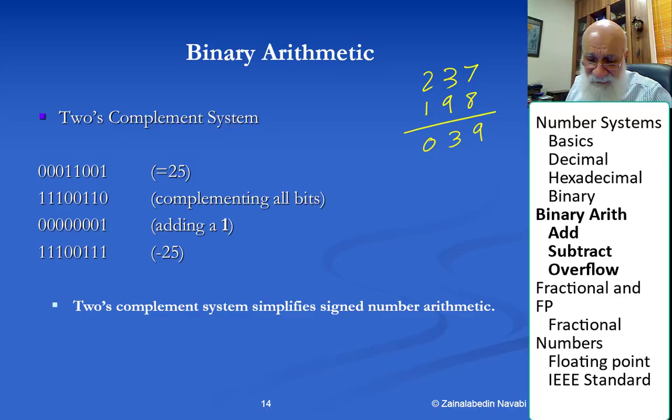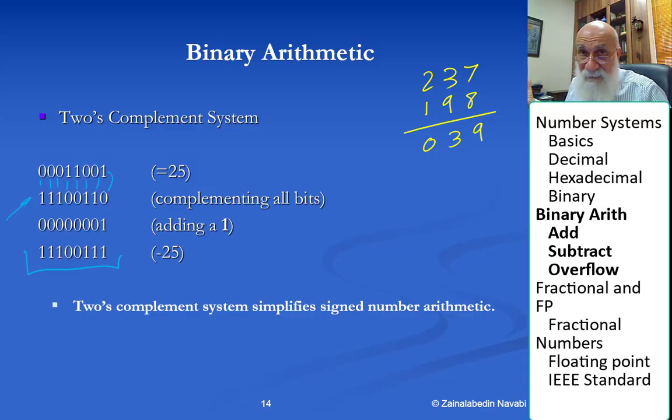2's complement does this. Complement all the bits: 0 0 0 1 1 0 0 1, that's 25. Complementing all the bits, 1 becomes a 0 and 0 becomes a 1, giving 1 1 1 0 0 1 1 0. Then add a 1 to it, which becomes 1 1 1 0 0 1 1 1, and the result is what I regard as minus 25 in the 2's complement system.